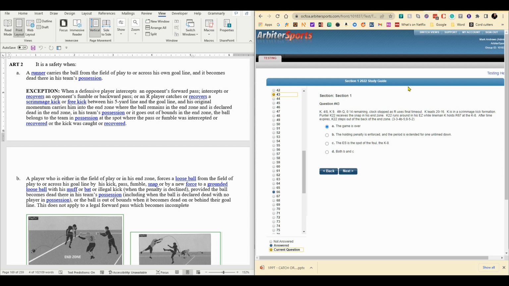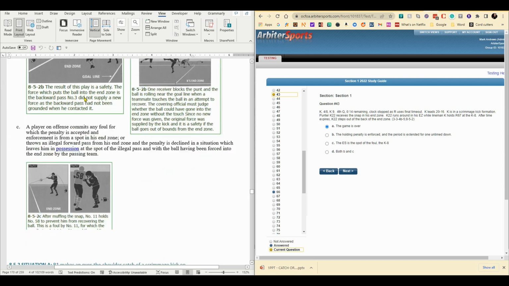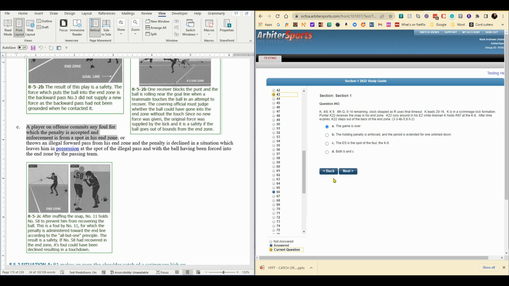So B has to accept the penalty. So now the question is, where is the enforcement spot? And 8-5-2 says it is a safety when, and then the typical one, the runner carries the ball from the field of play across the goal line and becomes dead. That's exactly what happened. If we go down to C, we see a player on offense commits any foul for which the penalty is accepted and enforcement is from a spot in his end zone.